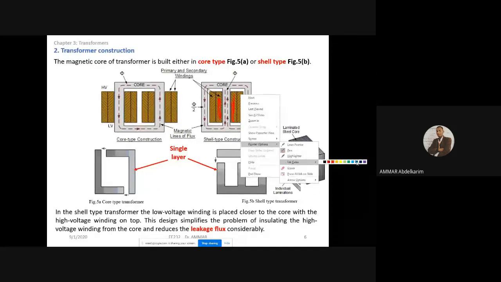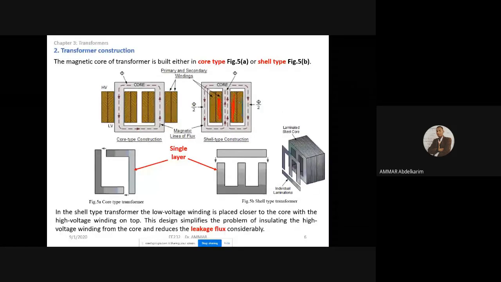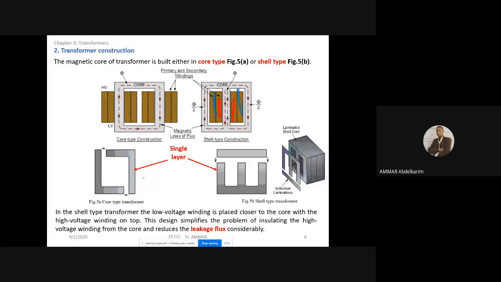Let's change the color. The one here, this one is the high voltage. And this, I guess, is for the purpose of cooling of the transformer, because the low voltage winding has, of course, high current, and the cross section of this winding is bigger than the high voltage winding. So this design simplifies the problem of insulating the high voltage winding from the core and reduces the leakage flux.